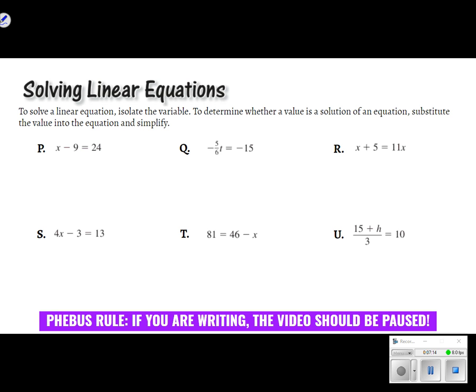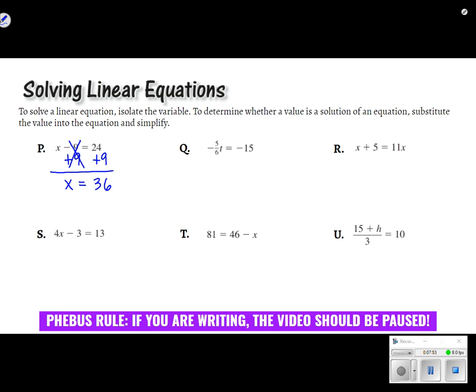So for problem P, my variable is x. I see a -9. The opposite of subtracting 9 is adding 9. Now, as I go through here, I'm modeling the work that I would like to see for these types of problems. So the -9 and the +9 end up canceling. You don't necessarily have to cancel that part out. I'm going to use it in this example as something that you can do. But when that happens, it basically turns to a 0. There's nothing there in that spot and only an x on the left-hand side. Then I want to add that 9 to the 24 and get 36.